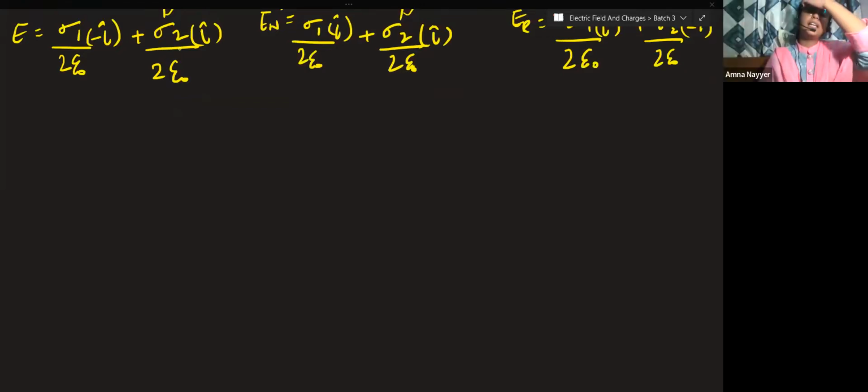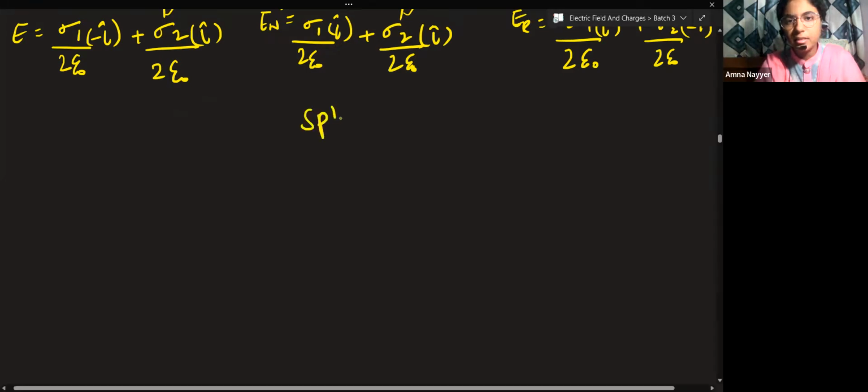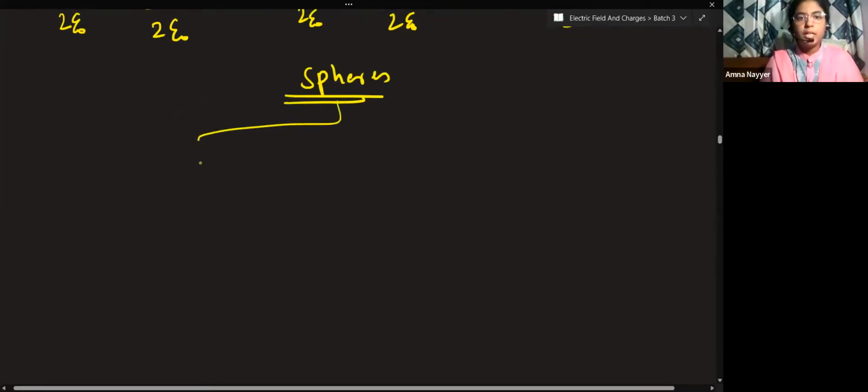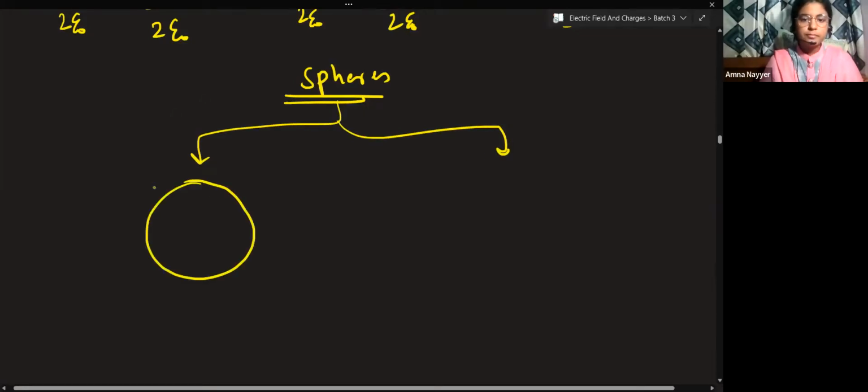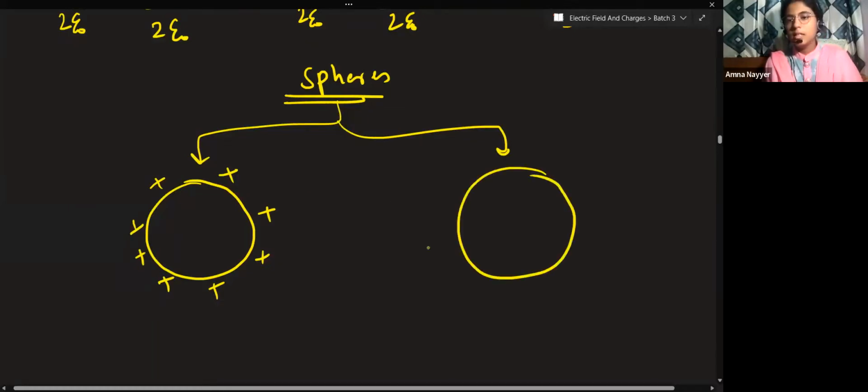Now, all the questions that you will be getting, or the section that is left in your chapter, is regarding spheres. So before going into the derivation of spheres, just understand what kinds of spheres are available. Majorly, you have one kind of sphere where the charges reside outside. The other kind of spheres have charges within them.